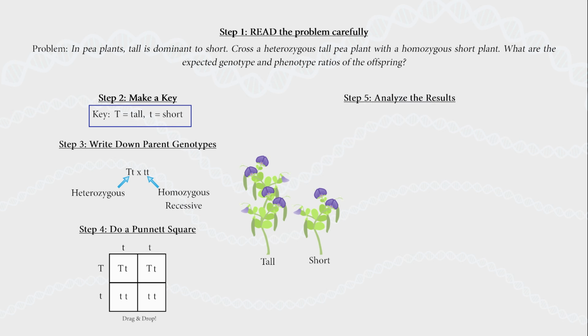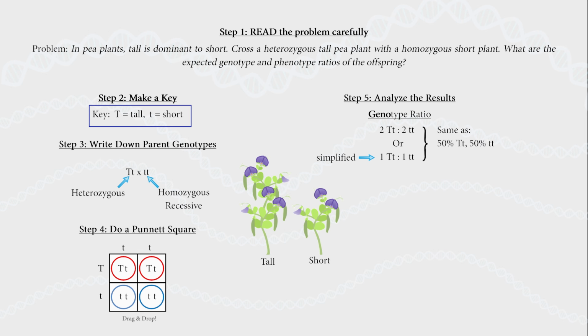Step 5. Analyze the results. Now let's figure out the genotype and phenotype ratios. For the genotype ratio, there are 2 big T little t for every 2 little t little t genotypes. This can be written as follows: 2 big T little t to 2 little t little t. But it's better simplified to 1 big T little t to 1 little t little t. This means that for every 1 big T little t, I would expect 1 little t little t. In other words, there's a 50% chance that an offspring would be big T little t, and a 50% chance that an offspring would be little t little t.